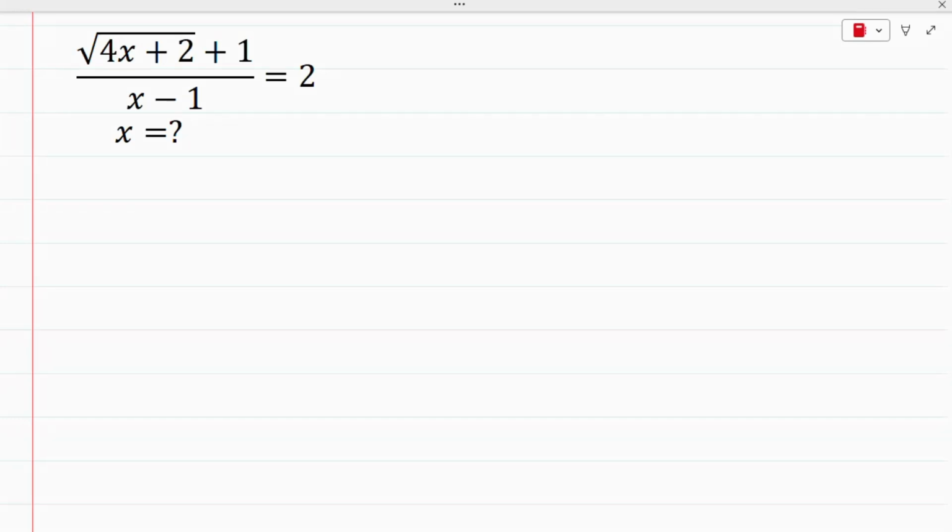So right here guys, we have this nice radical math problem. This is actually a SAT math question and we are to find the value of x. So the first thing guys you want to do right now is to simply cross multiply.